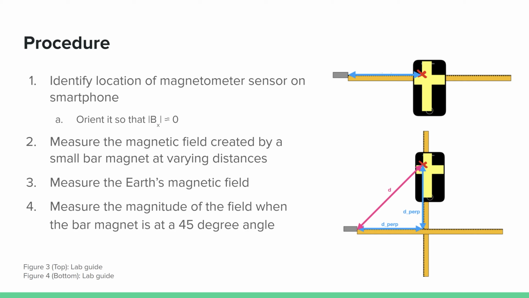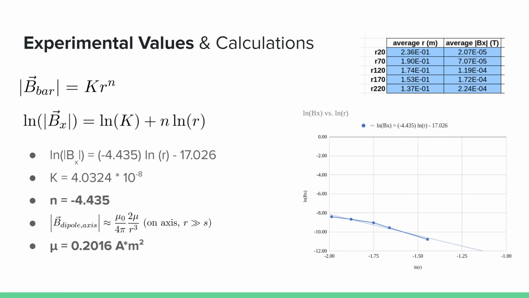And finally, measure the magnitude of the overall magnetic field when the bar magnet is placed at a 45-degree angle from its previous configuration. Once these steps were performed, I obtained the experimental values as shown in the table. To use these to derive the magnetic dipole moment and distance dependence exponent, I first graphed the natural logarithm of the distance from the magnet and the natural logarithm of the magnetic field's x component.